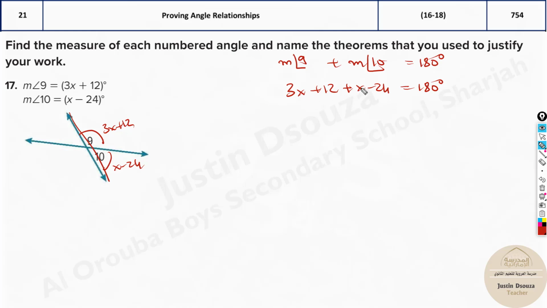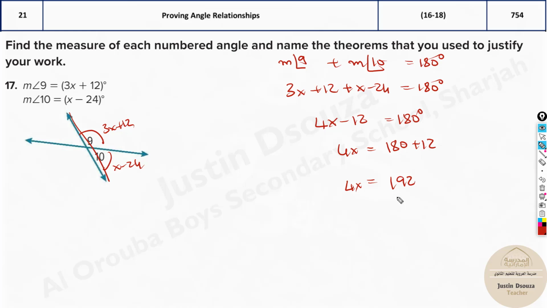Now let's solve it. 3x plus x is 4x over here. 12 minus 24 is negative 12, equal to 180 degrees. You can solve it in a calculator, but since it's the writing part, you need to do the steps as well. And we'll take this other side. 4x is equal to 180 plus 12, and this will be 192 degrees.